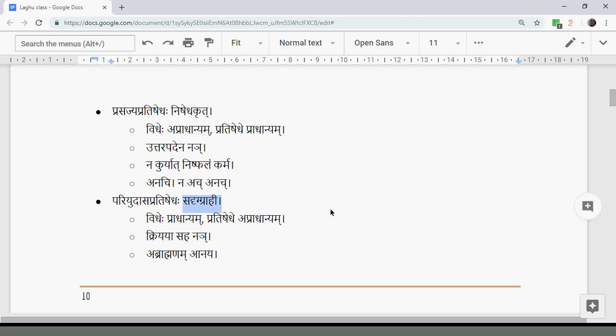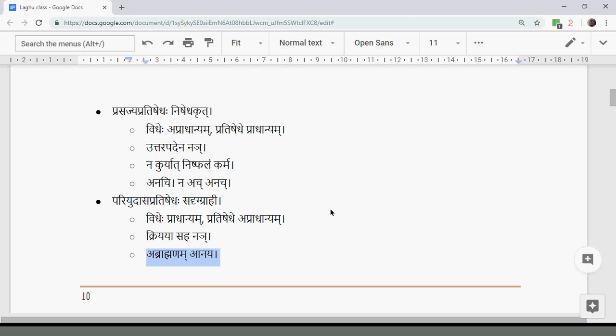You cannot say abrahmanam anaya means don't bring a brahmana. That's the nisheda, you don't bring anyone. It's not the meaning. Anaya means you bring someone. If you don't find a brahmana, bring a kshatriya. But bring someone. That is the vidhi there. It does not mean do not bring anyone. So abrahmanam anaya is telling you bring someone. So vidhi pradhanyam is there. It is not saying do not bring anyone. So nisheda pradhanyam is not there.